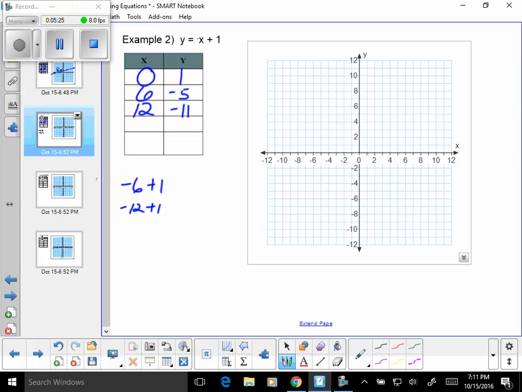I am going to choose negative 6. Now, the opposite of negative 6, or negative 6 times negative 1, is going to be positive 6 plus that 1 equals 7. Now, if I do a quick mental math, and if I pick negative 12, I'm going to get a 13. So I'm going to switch it to a negative 10. The opposite of negative 10 is 10, or negative 10 times negative 1 is positive 10, plus 1 gives me 11. Now I'm going to graph 0, 1, 6, negative 5, 12, negative 11, negative 6, 7, and negative 10, 11.